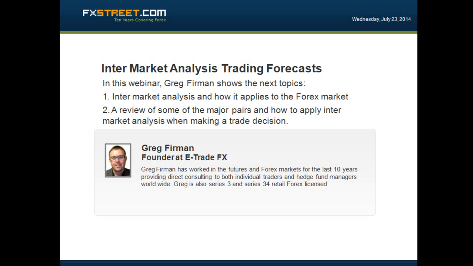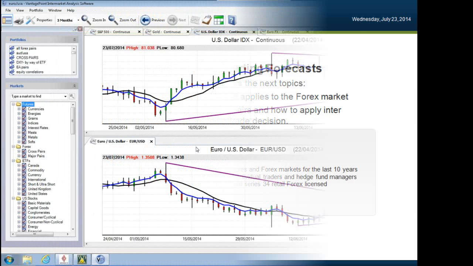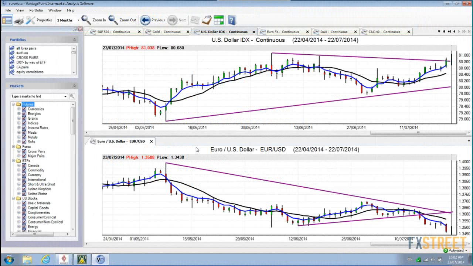2014. Now, in this presentation, we're going to be looking at intermarket analysis and how it applies to the Forex market, a review of some of the major pairs and how to apply intermarket analysis when making a trading decision. We're going to be looking at combining intermarket correlations with supply and demand levels, trading the ranges and how to play the breakout, multiple time frame analysis for short-term positions, and of course, proper stop placements.